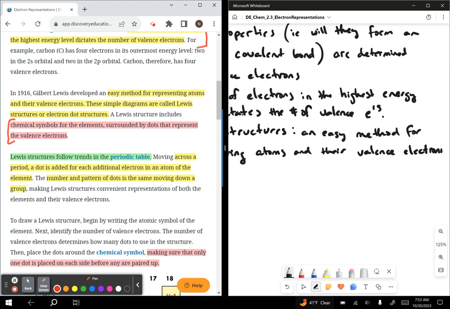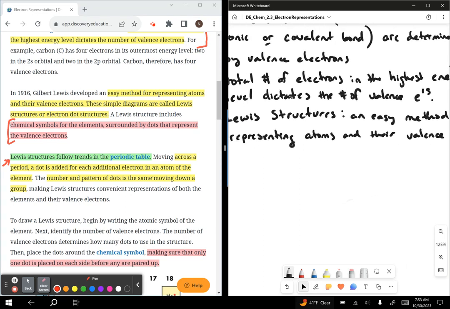Lewis structures follow trends in the periodic table. And here's the trends moving across a period. A dot is added for each additional electron in an atom of the element. The number and pattern of dots is the same moving down a group.